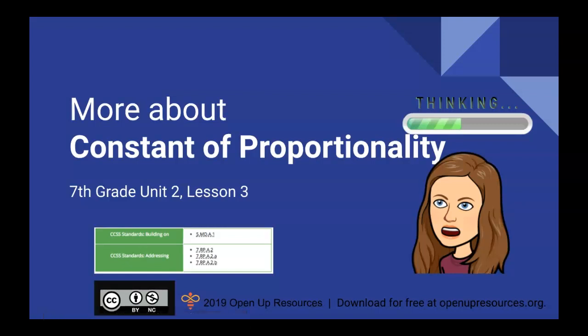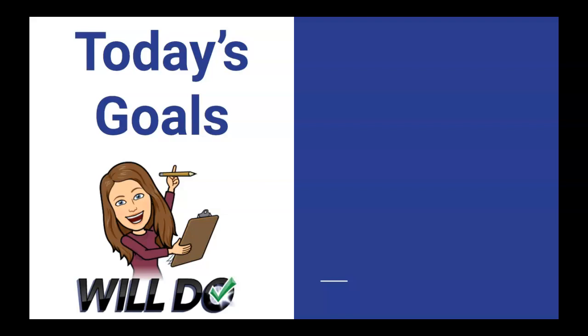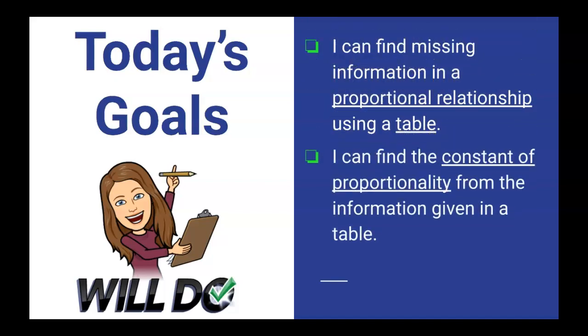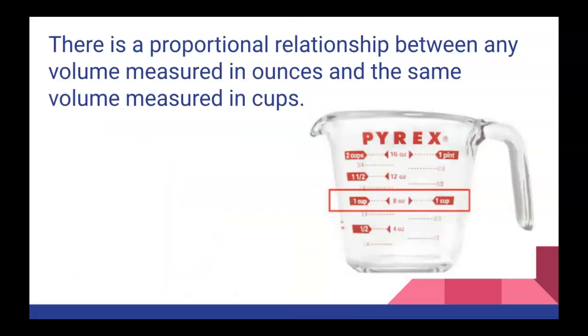All right, in today's lesson, we're going to learn some more about the constant of proportionality. So today's goals: I can find missing information in a proportional relationship using a table, and I can find the constant of proportionality from the information given in a table.